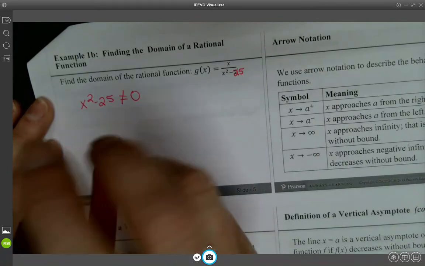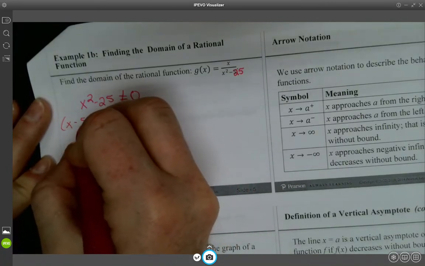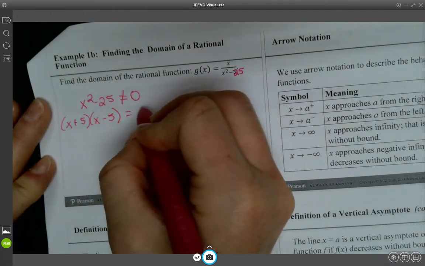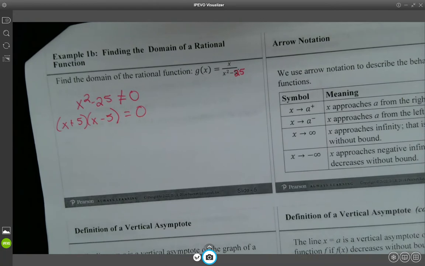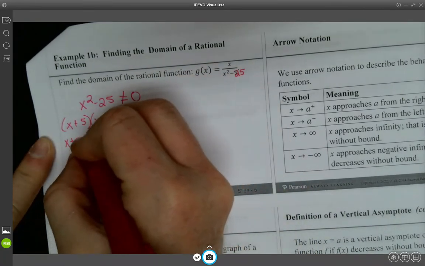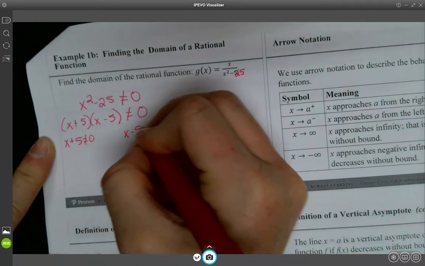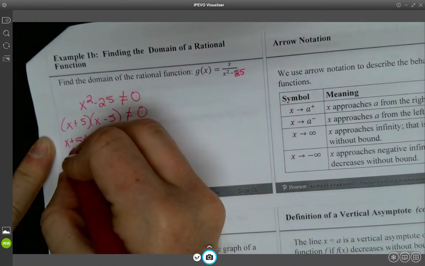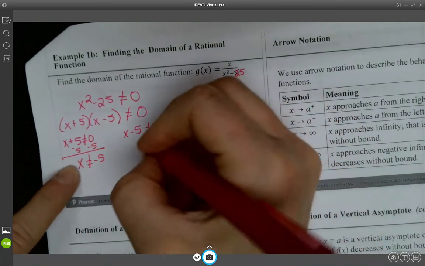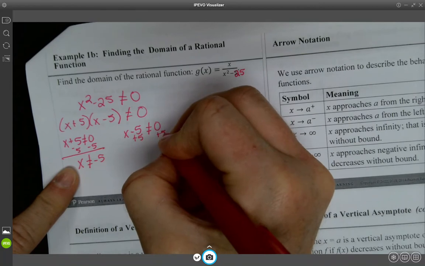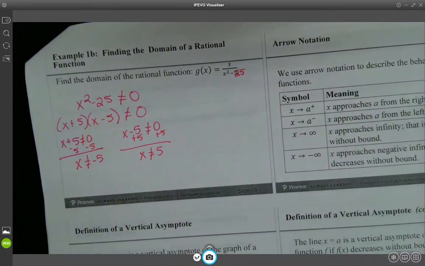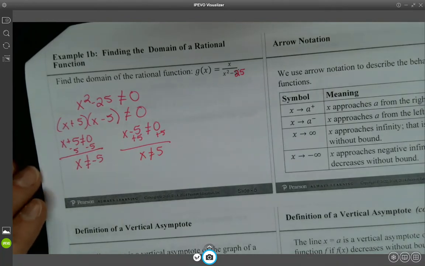So this again is that difference of squares: x plus 5, x minus 5. Whenever you have that, you would set both equal to 0. So remember, this cannot equal 0. Subtract 5, so x cannot equal negative 5, and then add 5, x cannot equal positive 5. So it's everything except for negative 5 and positive 5.